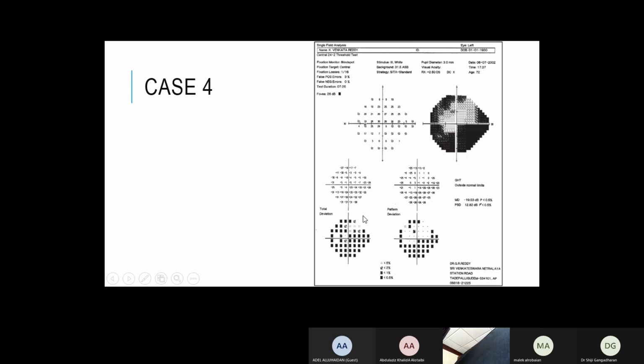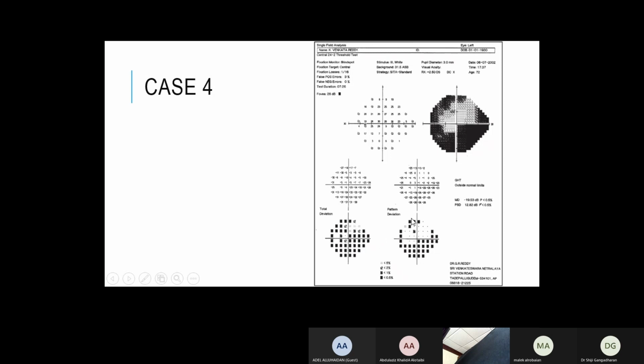What is this? And this? This? The gray scale, and this is the numerical of the same. This is the raw data numerical and this is the gray scale. Okay. So what do you see here? Total deviation.